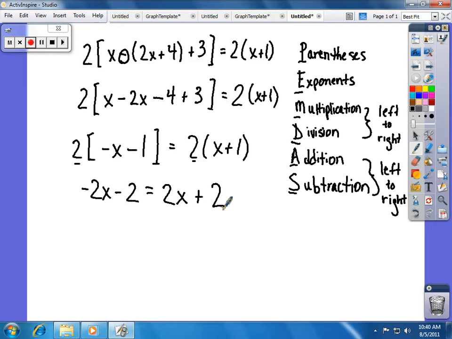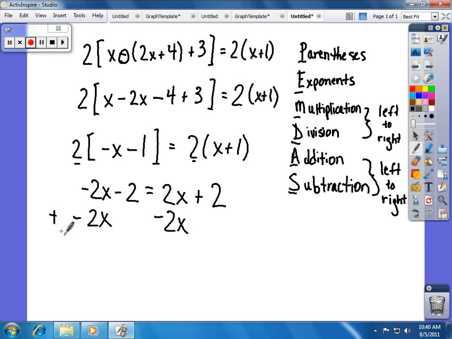Now again, the goal here is to get the x's on one side and the numbers on the other. So I'm going to start that by subtracting 2x from both sides. Now, could I have added 2x to both sides instead? Absolutely. Because that would have canceled it on this side. So it doesn't really matter which side you operate from, just as long as you're consistent. And whatever you do to one side, you must do to the other.